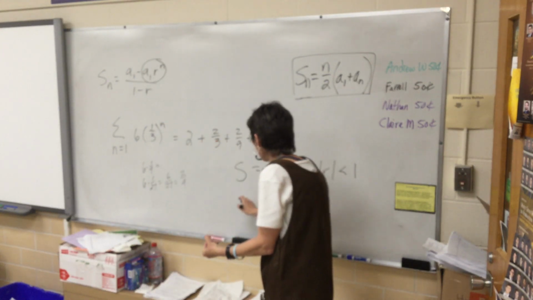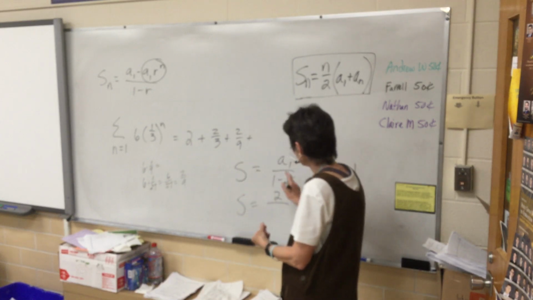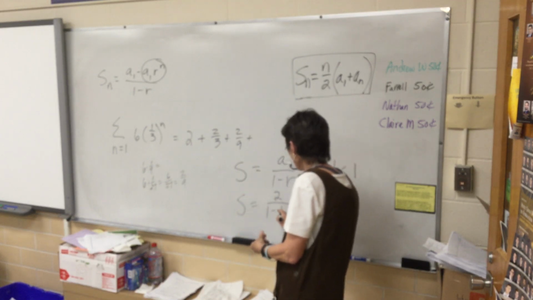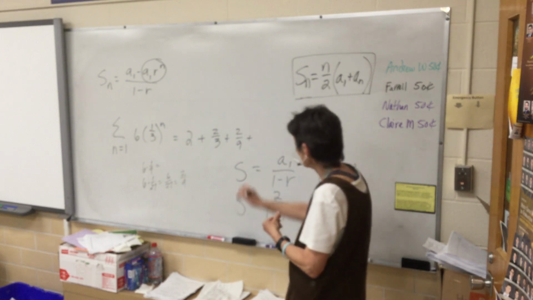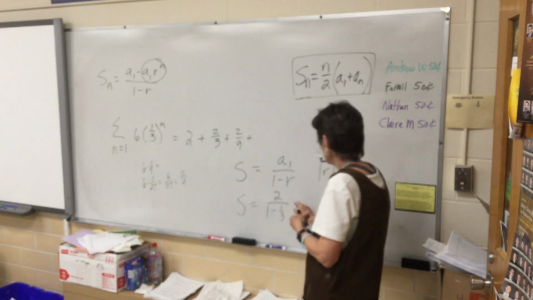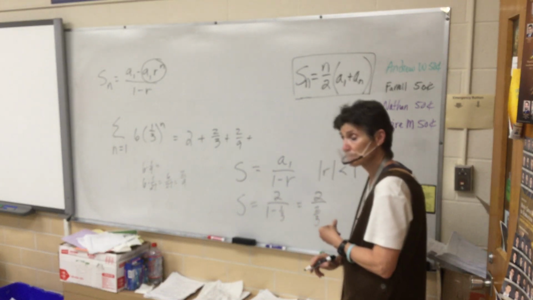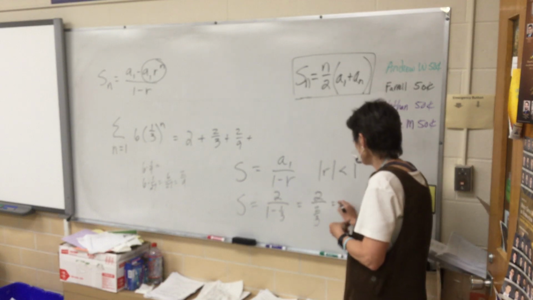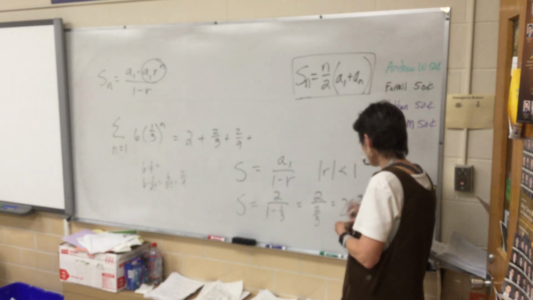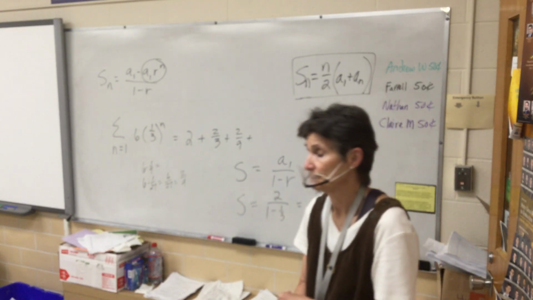So what is the sum in this problem? Well, it is the first term over 1 minus the ratio. You already told me the ratio was 1/3. I'm multiplying by 1/3. So that'll be 2 divided by 2/3, which is 2 times 3/2. So the sum of that series is 3.